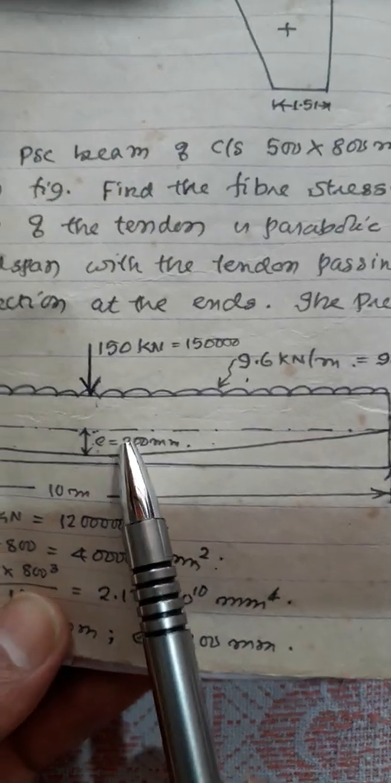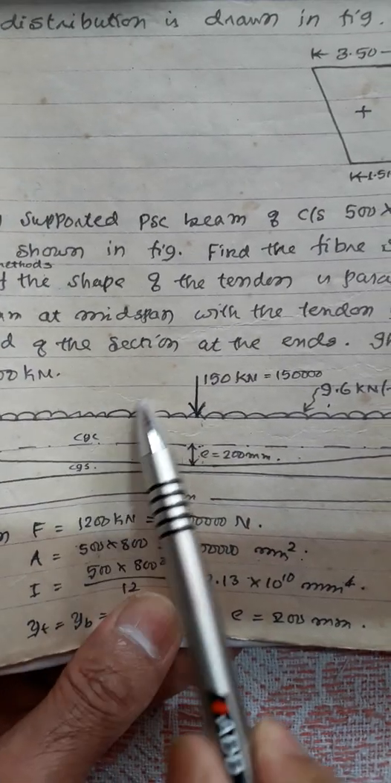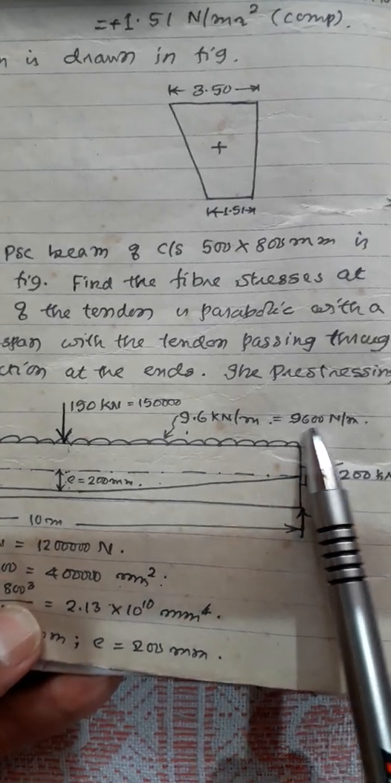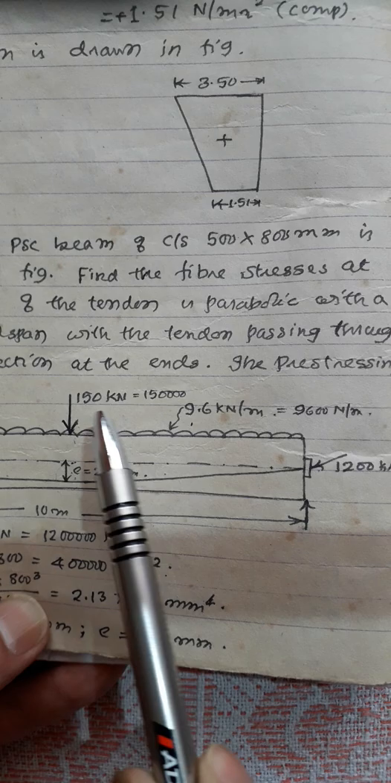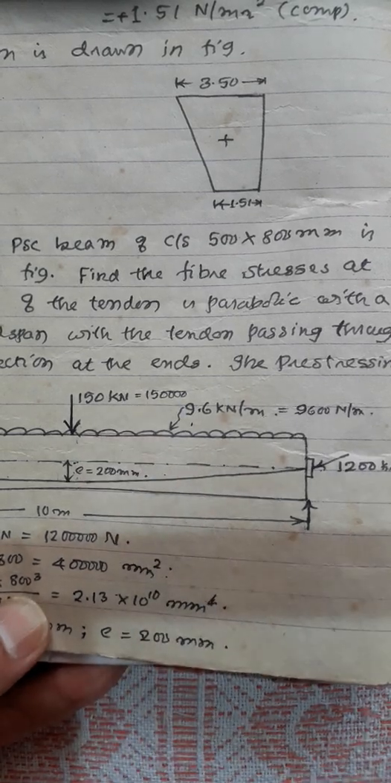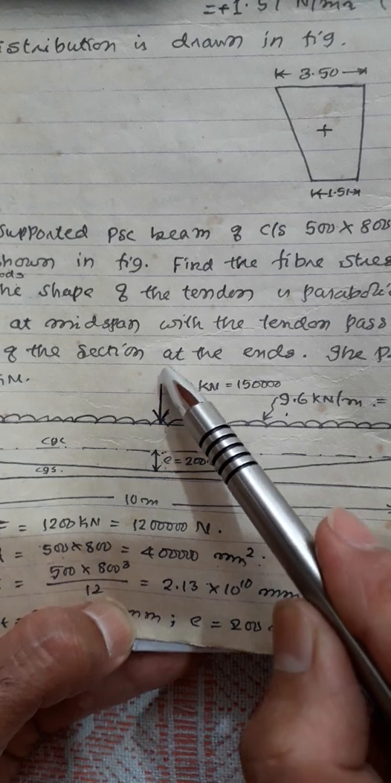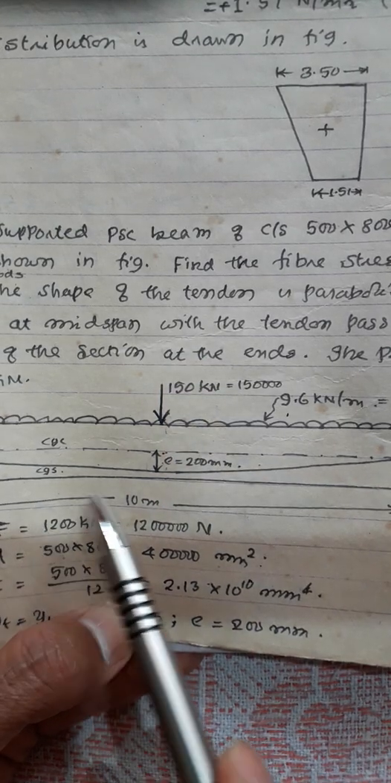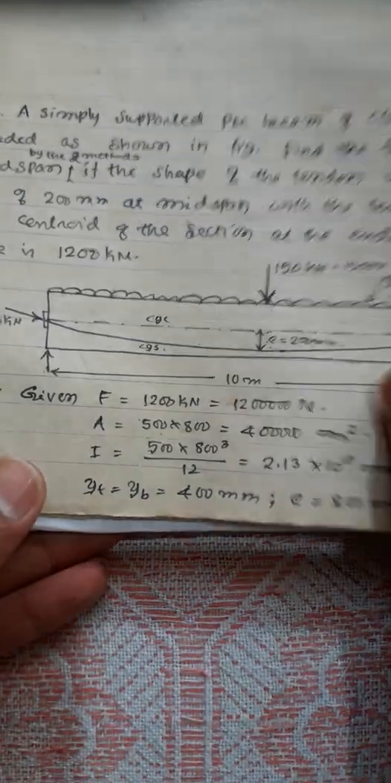200 mm is the eccentricity, and the loads acting are a UDL of 9.6 kilonewton per meter, or 9600 newton per meter, along with one concentrated load of 150 kilonewton. With this, you are asked to find the stresses at the midspan section. The span of the beam is 10 meter. Now let us begin with the problem.